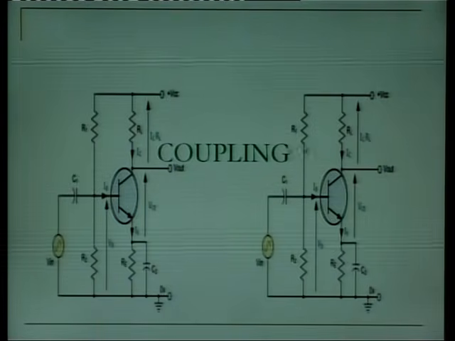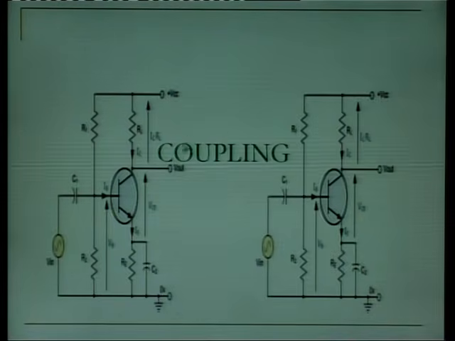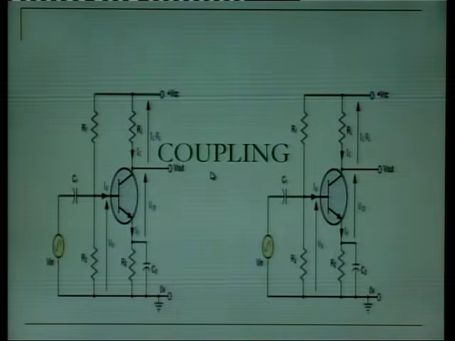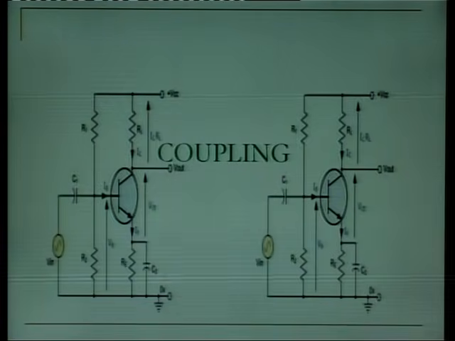Now, these two stages are interacted through coupling, and the type of coupling which you are following gives you different types of multi-stage coupled amplifiers, as we have discussed: RC coupled amplifier, transformer coupled amplifier and direct coupled amplifier. These three types of amplifiers are going to be discussed in detail now. The first is your RC coupled amplifier.